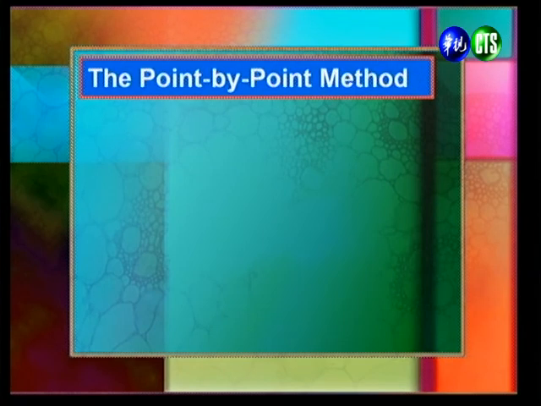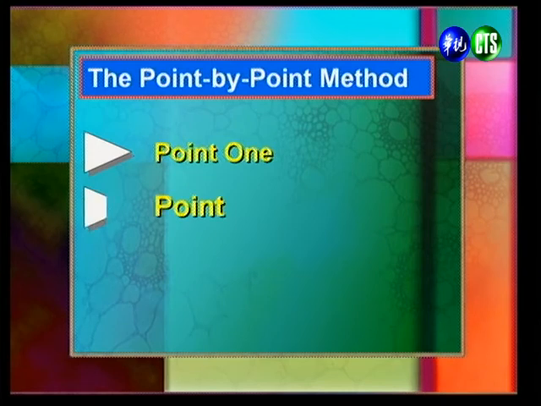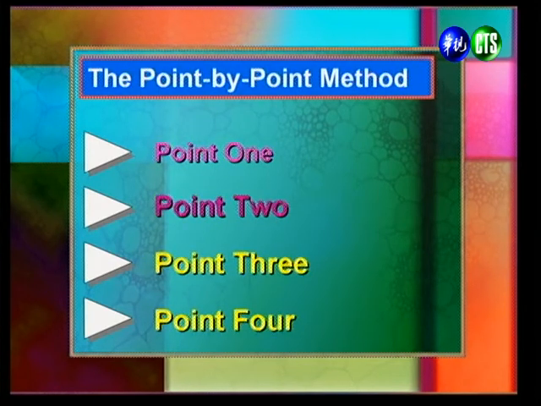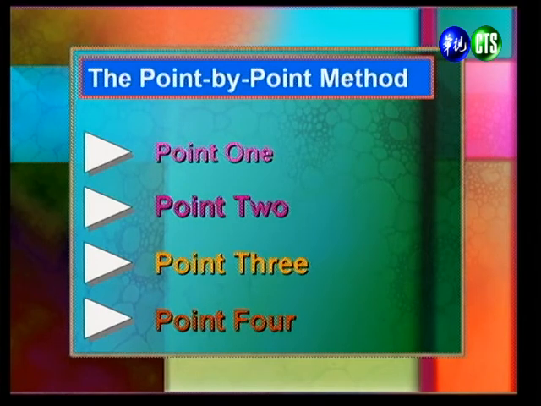All right, now let's go on and talk about the point-by-point method. And the point-by-point method can be illustrated by a lot of different arrows. And so these arrows mean that you have many points that you want to write about in your essay, and each of these arrows represents a different point.